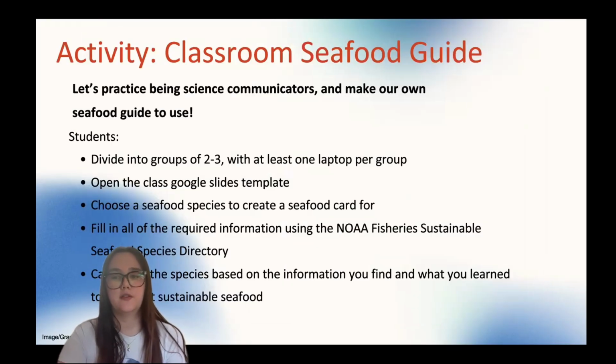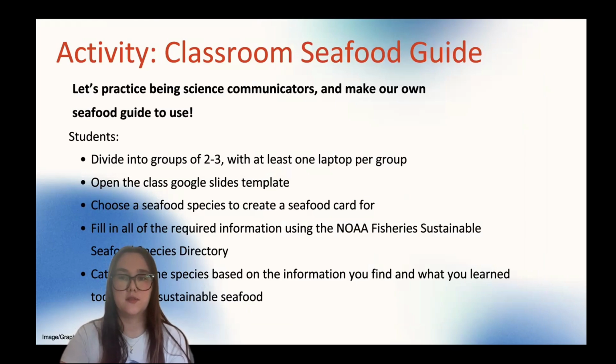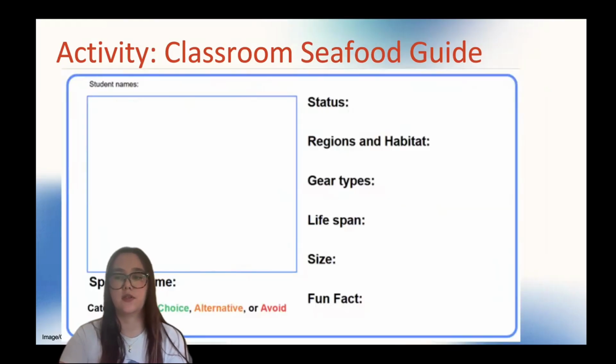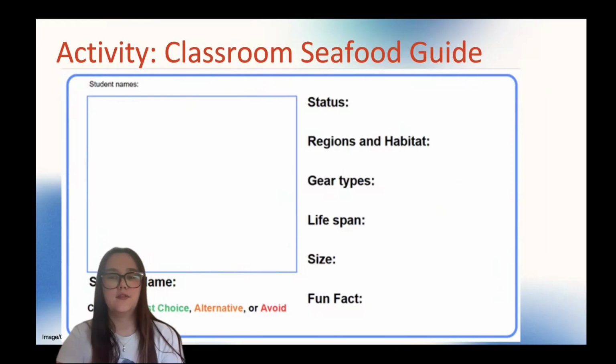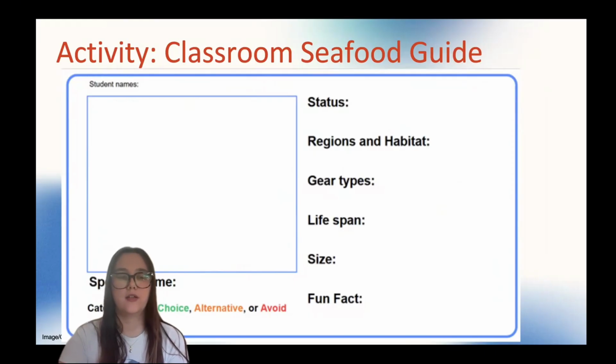Students do independent or group research using provided sources to research life history characteristics and the sustainability of a marine seafood species of their choice. They will be asked to find information on the current status and health of that species, the regions and habitats that they live in, the gear types that are used to harvest them, their lifespan, size, and a fun fact of their choice. This template can be filled out either online using collaborative slides like PowerPoint or Google Slides, or they can be printed out and written by hand.